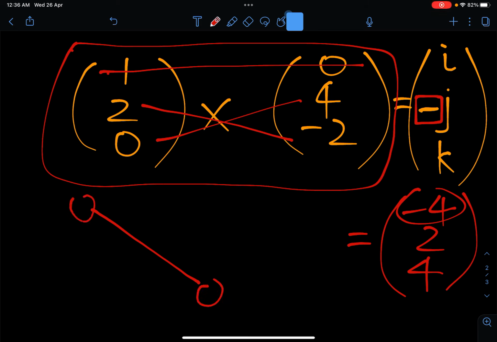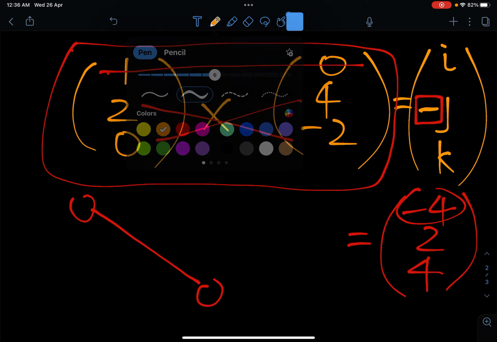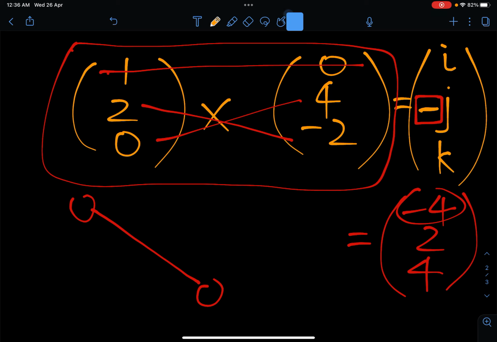Okay, so it's like 2 times negative 2, then minus slant up, minus this times this, minus 0 times 4. So remember always slant down first, then minus up. And always remember when you're calculating J, remember to change the signage for J. Okay.